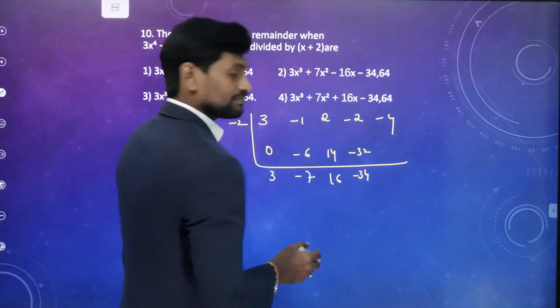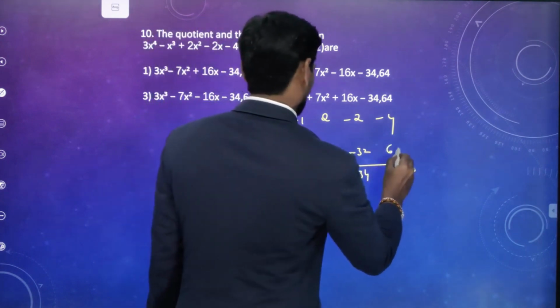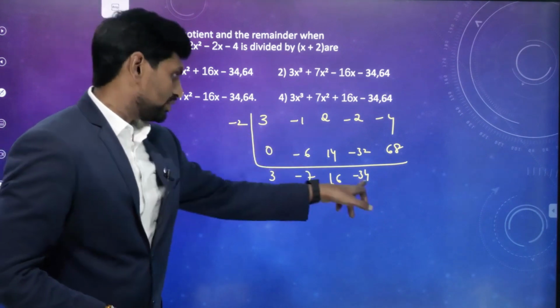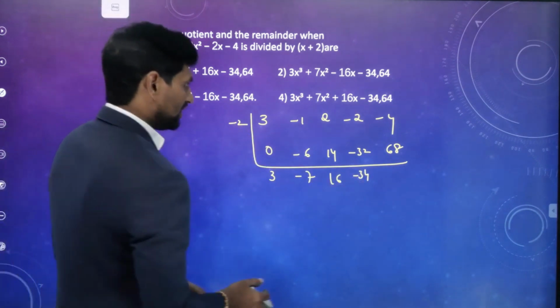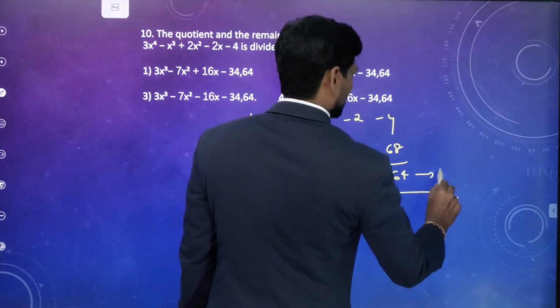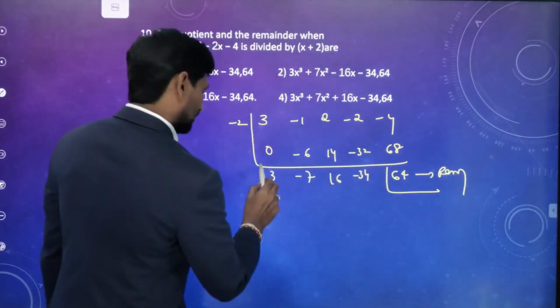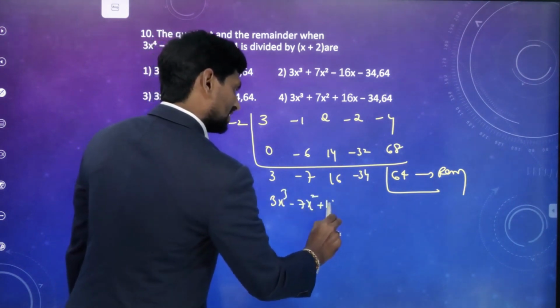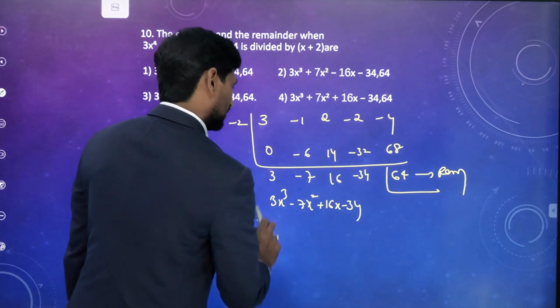So minus into minus plus becomes 48. So 68, sorry. Minus 2 into minus 34 is plus 68. Subtract, 64 will be the last one, the remainder. And the remaining, that means 3x cube minus 7x squared plus 16x minus 34 will be the quotient.